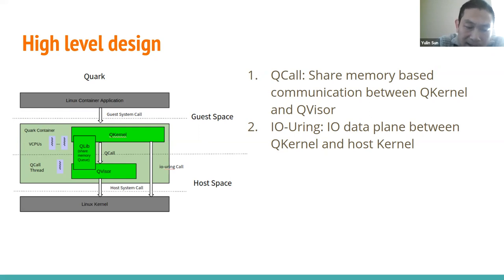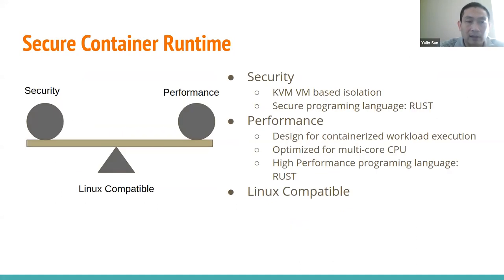Actually, we need to balance security and performance. In theory, yes, we use shared memory based communication between the Linux kernel and the host kernel. We may get a larger attack surface. That's possible. But I think we'd better do more evaluation for a concrete threat model. So far, we haven't got a concrete threat model for this communication mechanism.